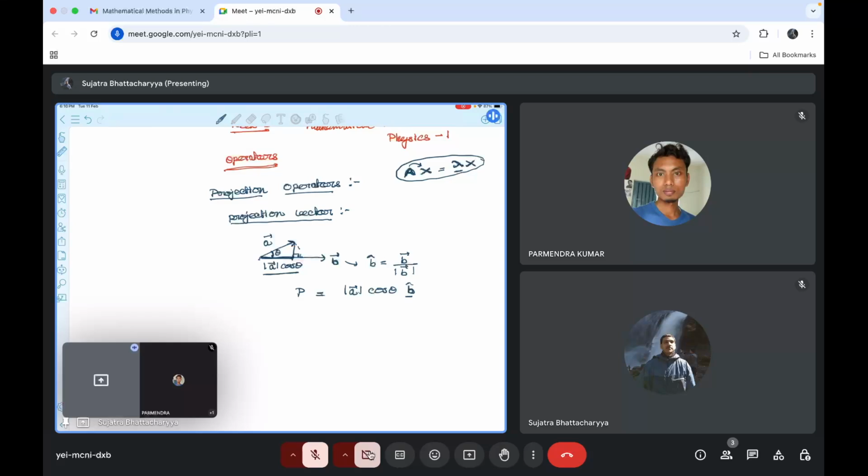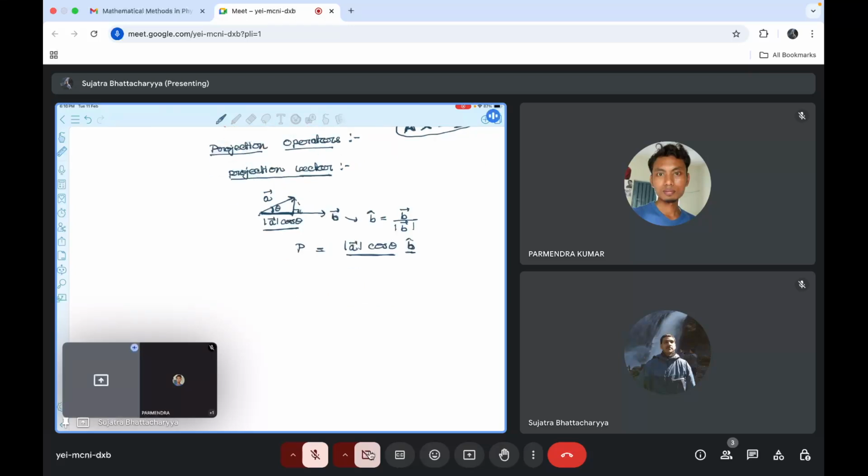This projection vector, remember, is a projection vector. It does not contain only the magnitude but also some direction. The direction will be what? Because you are projecting on the direction of the B vector, it will be in the B hat direction. Now the magnitude is A cos theta. Fine. Now let us just keep this here and let us come to the derivation of the projection operators.